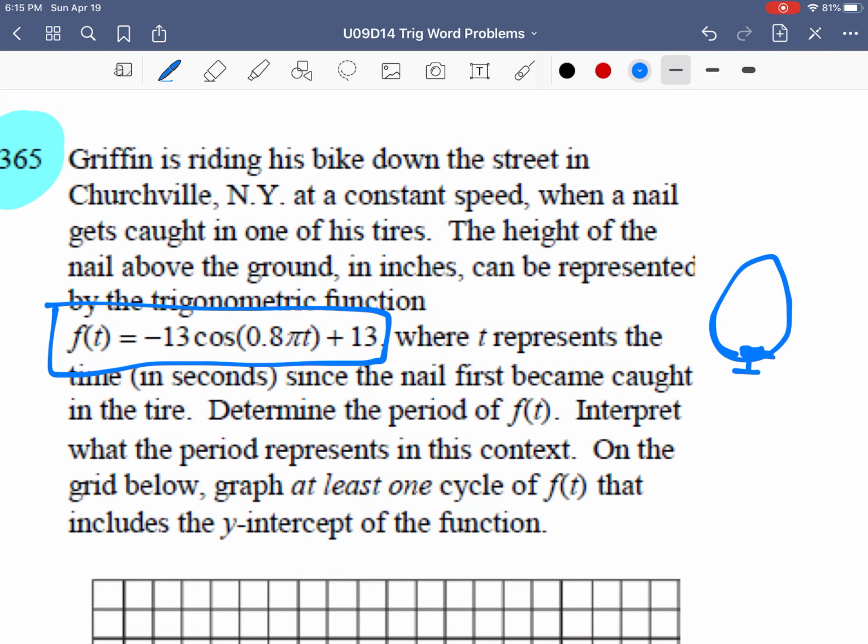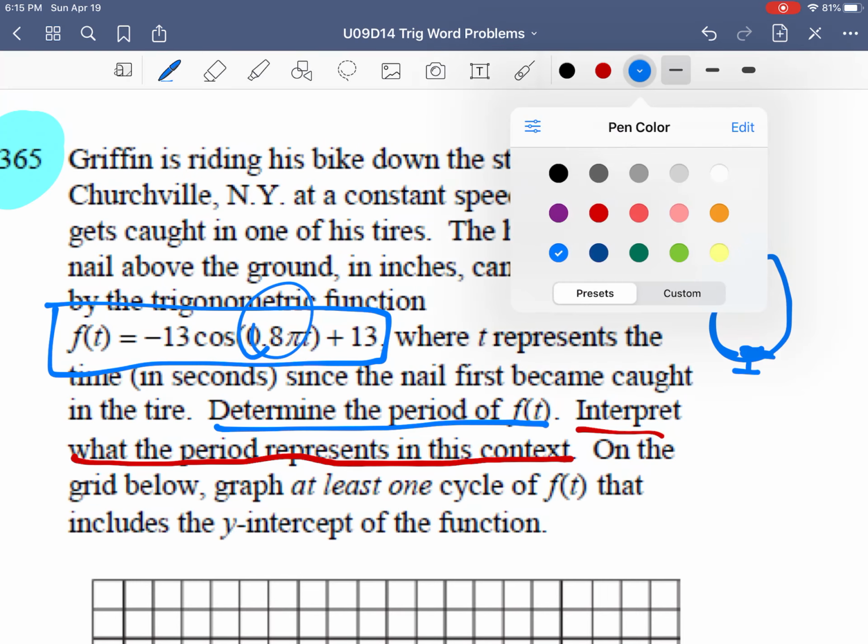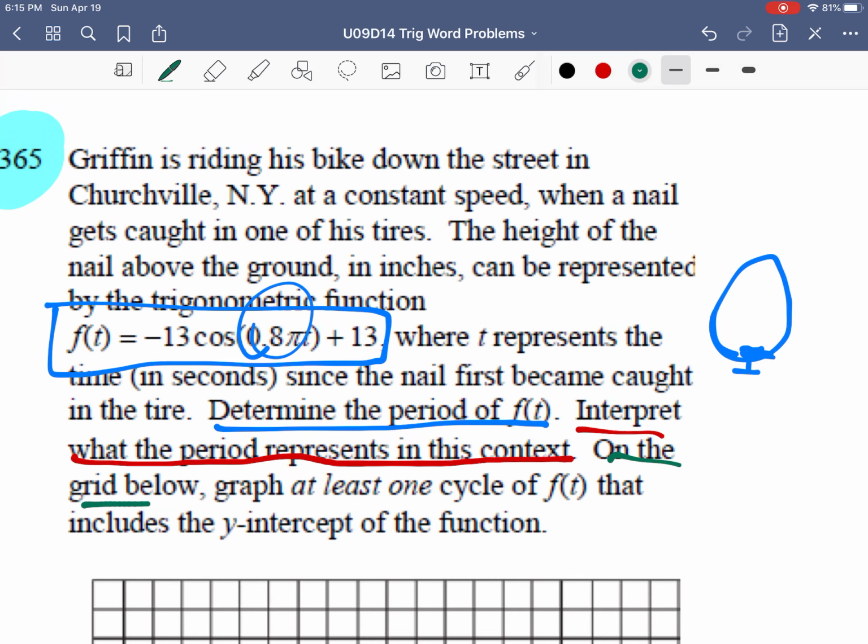So let's continue. Determine the period of f of t. Okay, so that's the first part. To determine the period of f of t, we can do that by looking at the frequency. And then it says, interpret what the period represents in this context. And then it says on the grid, graph at least one cycle of f of t that includes the y-intercept of the function.